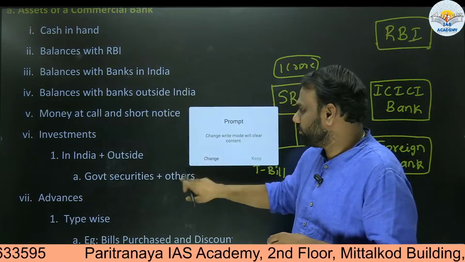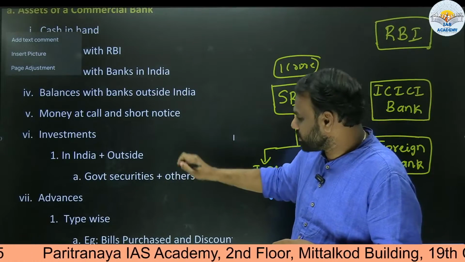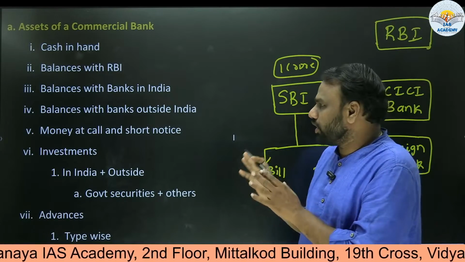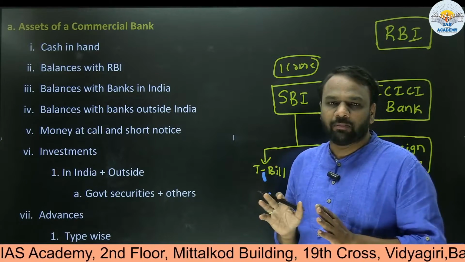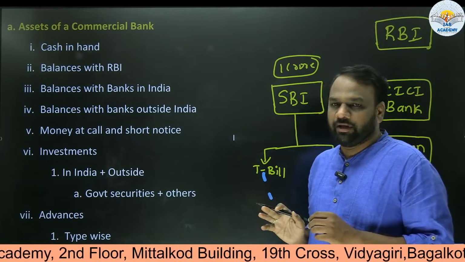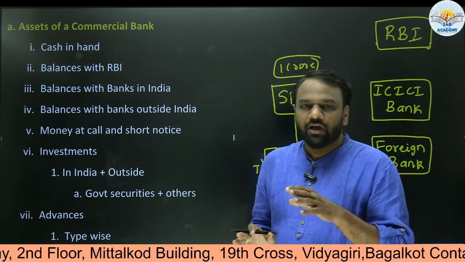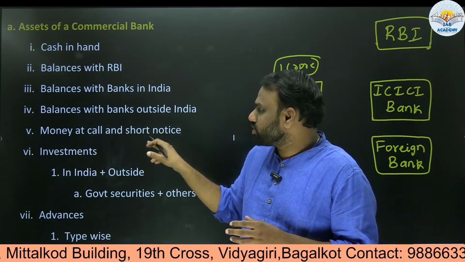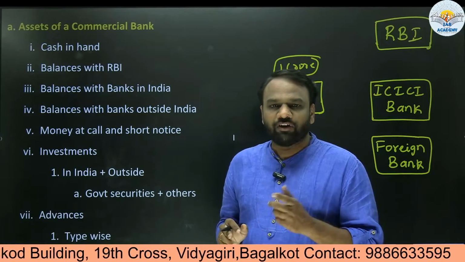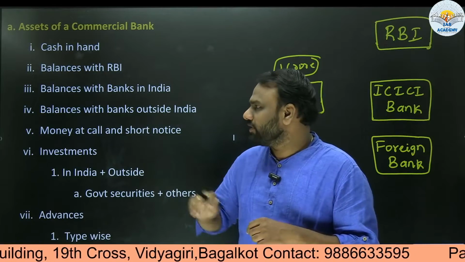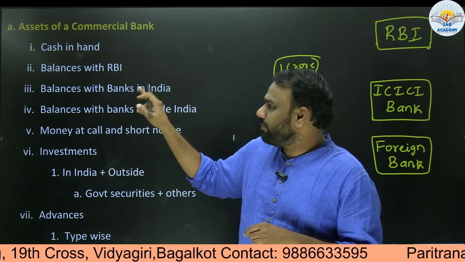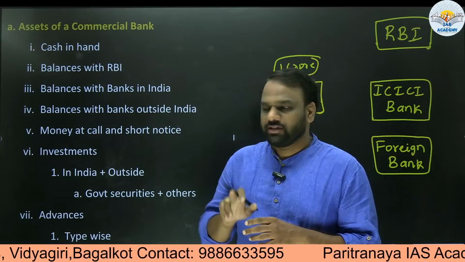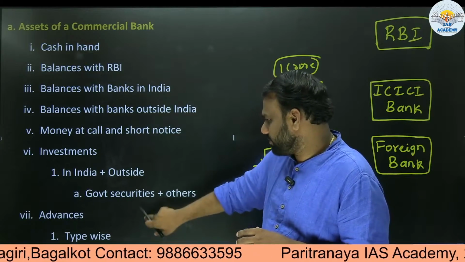Again, a very important point to note. Even if you are unable to connect all the dots over here, just understand that money at call and short notice is part of the assets of a commercial bank and not part of the liabilities. Often, in order to confuse us, UPSC might frame the options saying money at call and short notice is part of the liabilities. False. It's part of the asset. Similarly, they will say balances with RBI is part of the liability. No, it's part of the asset. In this fashion, we should retain the information.